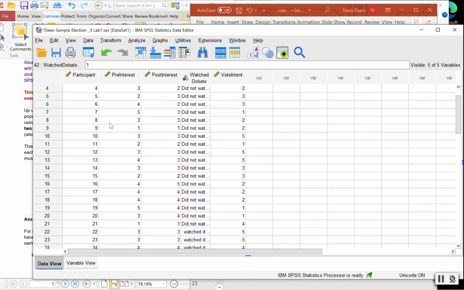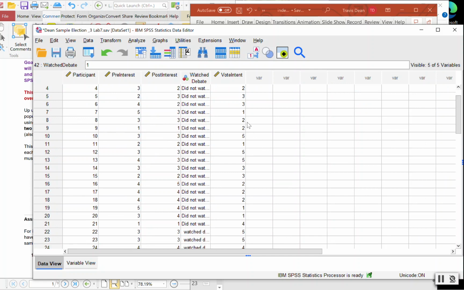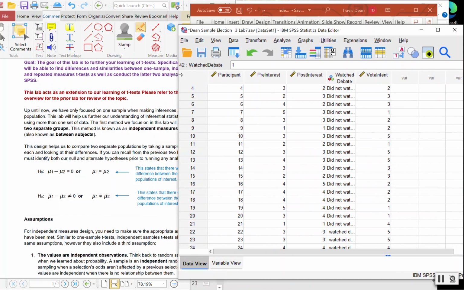All right, so we looked at the data, everything makes sense, there's nothing missing. We know what everything is. So let's go ahead and move on to performing our assumptions.